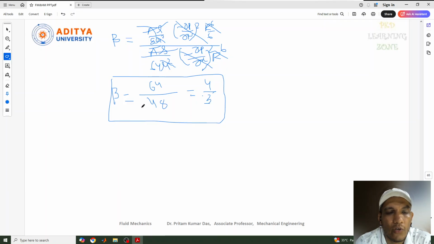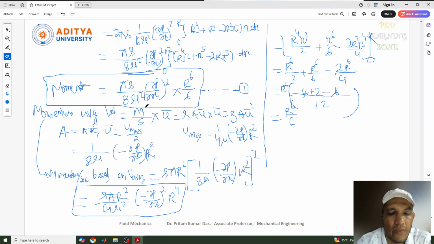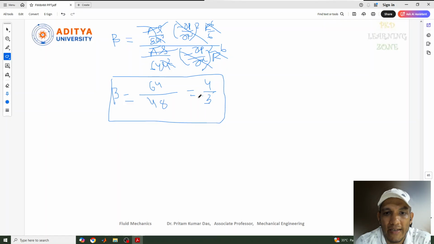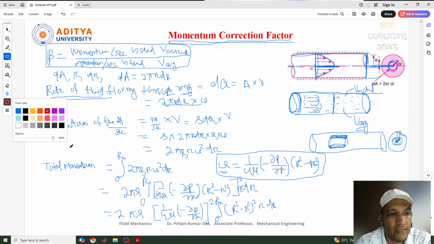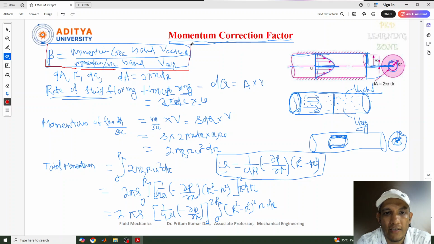In the previous case we got the energy factor, there alpha we got 2. So here we are getting this beta momentum factor, which is 4 by 3. So this is all about the momentum correction factor. I hope you understand this derivation, though it is a lengthy one. The concept is similar for the kinetic energy correction factor and the momentum correction factor when fluid is flowing through a tube or pipe.